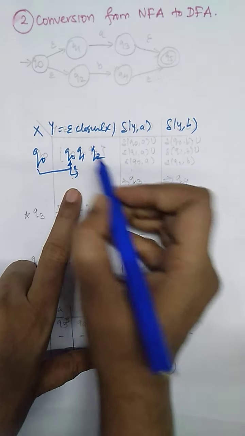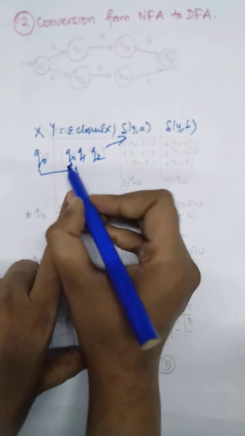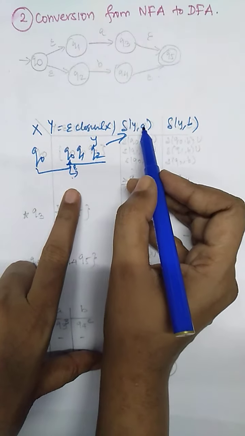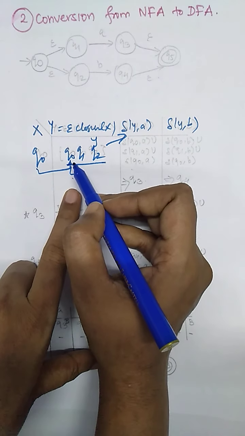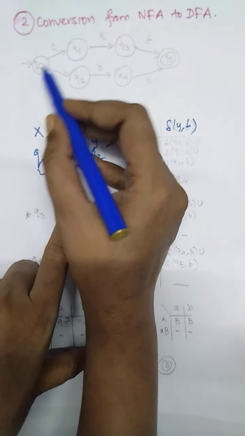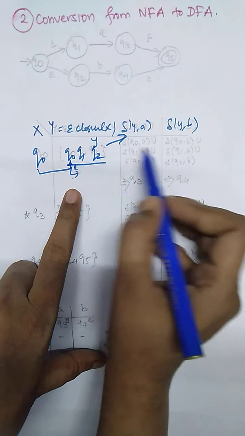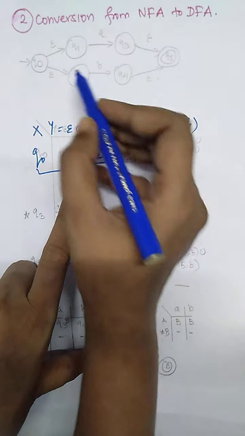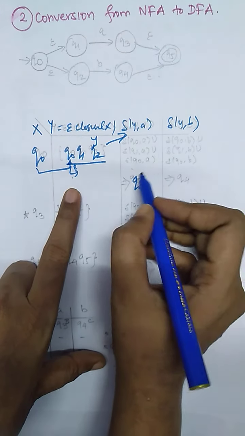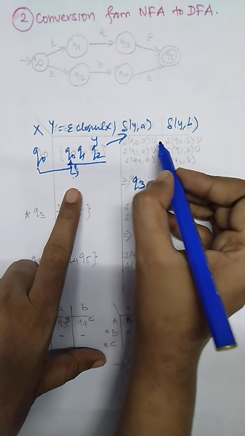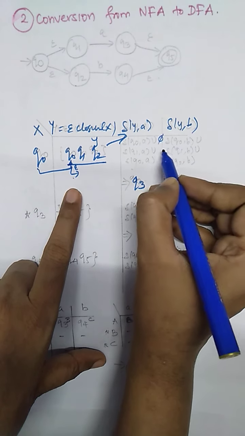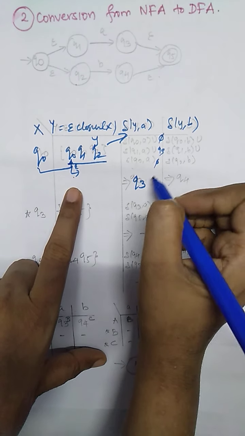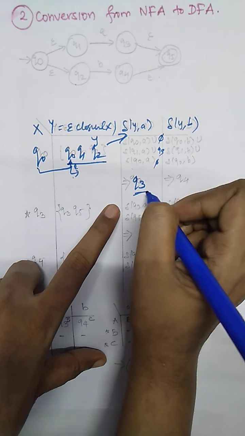What will be the next step? We have to find y on A and y on B. So Q0 on A goes to nothing. Q1 on A goes to Q3. Then Q2 on A goes to nothing. That's why null, Q3 and null. The union of all these three will be Q3.